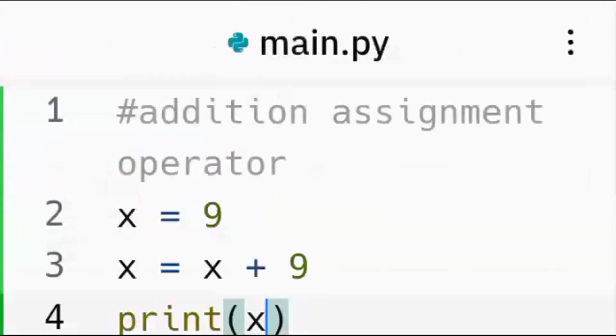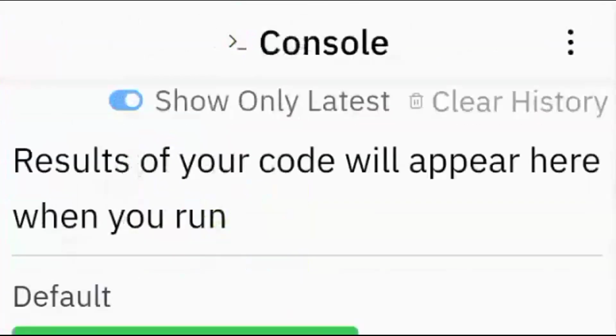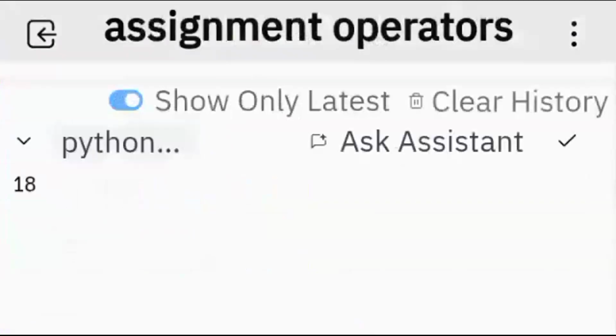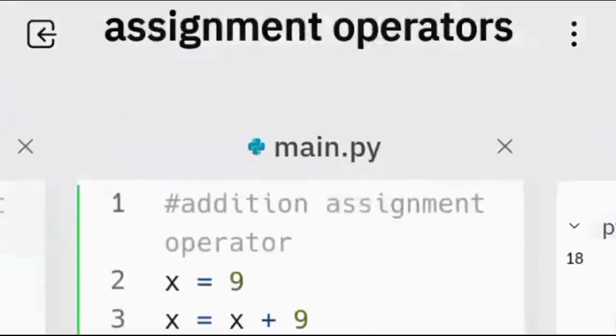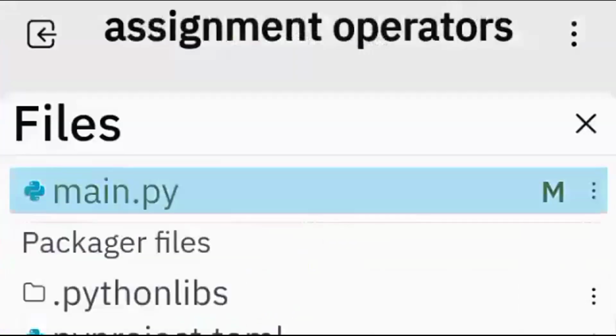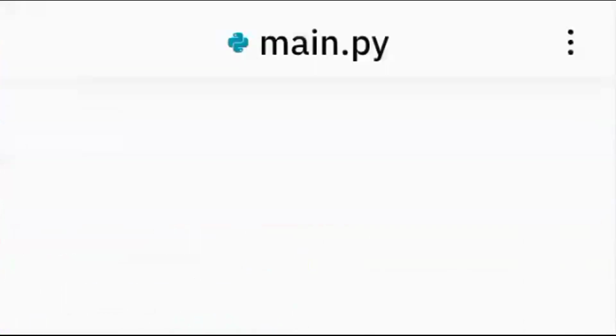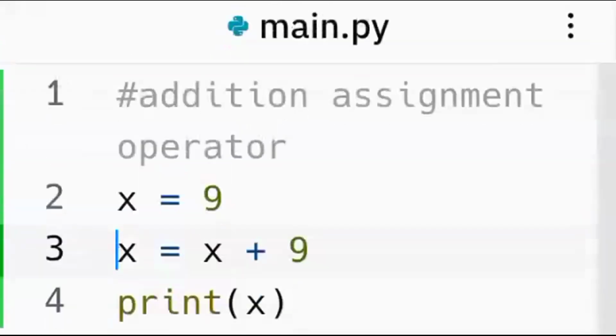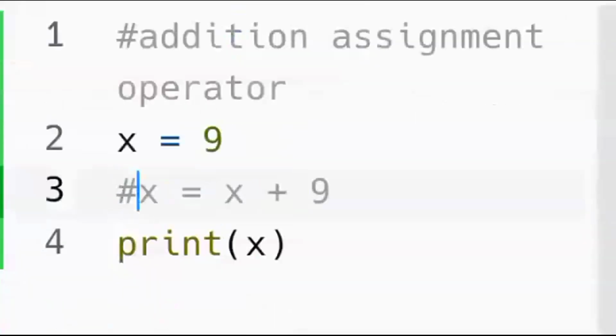So let's see here, x equals 9. The equal to sign works as an assignment operator here. It's assigning the value 9 to the left-hand side operand, which is the variable called x. So that is just initiating the value. By writing x equals 9, assigning 9 to x, we are initiating x.